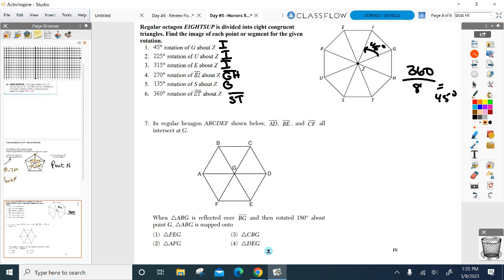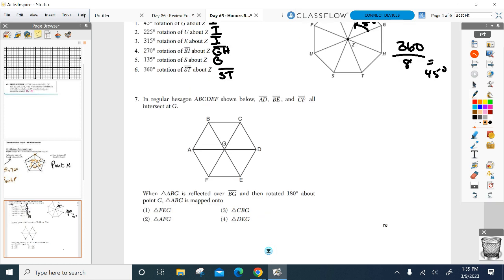Everyone all good? All right, let's take the degree measures out of it now. Let's go to this regular hexagon. Actually, I will need the degree measures. 180, reflected over BG. So everyone take triangle ABG. We're going to take this triangle right here, reflect it over line segment BG. That's the first thing I'm doing.